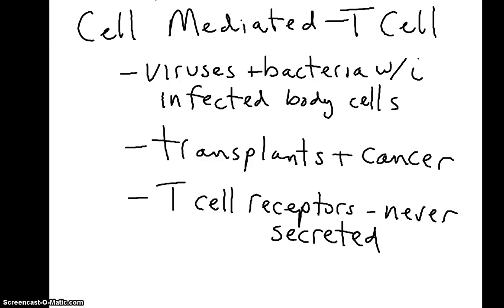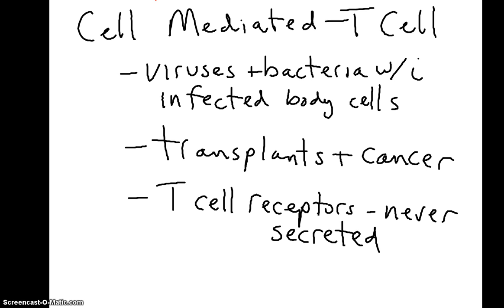And so that's why it's called cell-mediated immunity, or the T cell immunity, because it's going after viruses and bacteria within infected body cells. So we're going to take care of cells that have already been infected. And this is why people who get organ transplants and people with cancer, the immune system really goes after those, because the body identifies them as being non-self. They don't recognize the proteins that are displayed on the outside of them.